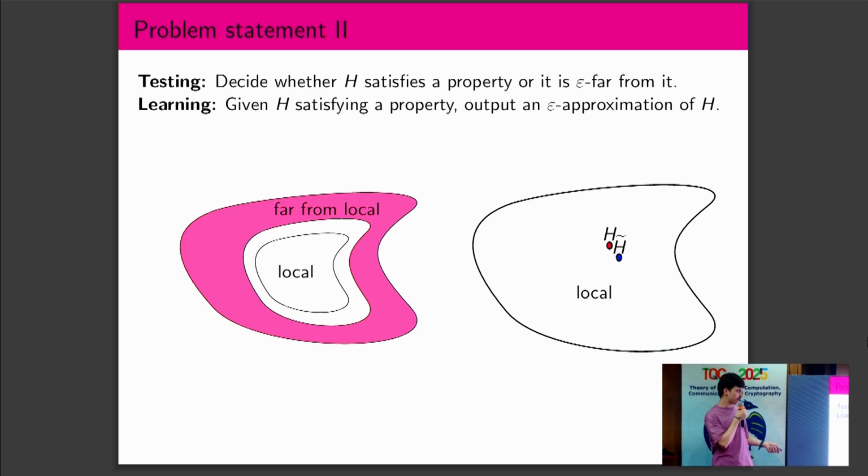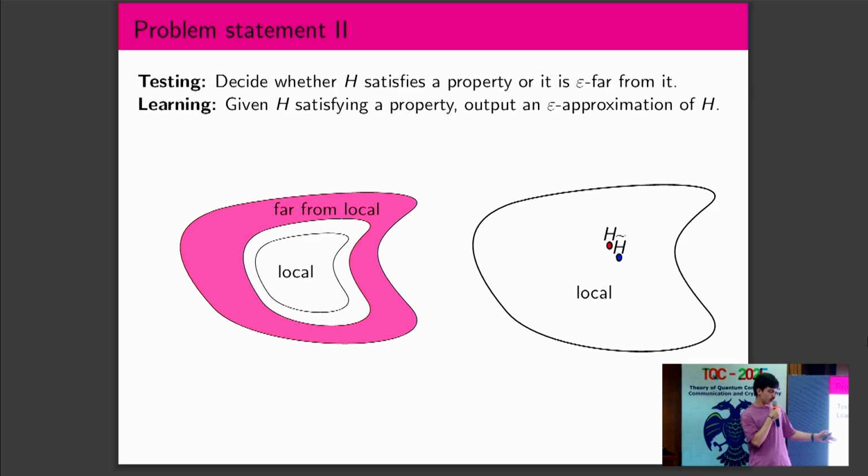And if we look at the left-hand side, we have a depiction of the problem of testing locality. In this problem, you can imagine that you have two spaces, two sets of Hamiltonians, the local Hamiltonians and the far from local. And what you're going to be given is a quantum system that lies either in the inside or the outside area. And the task is to decide in which of the two areas the Hamiltonian lies.